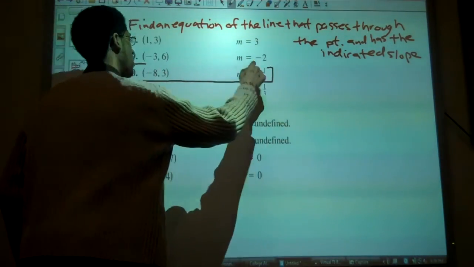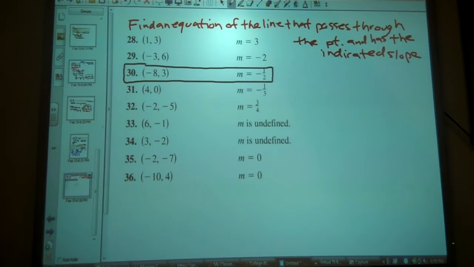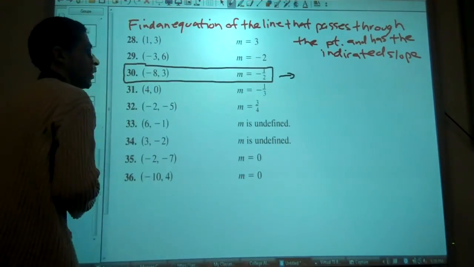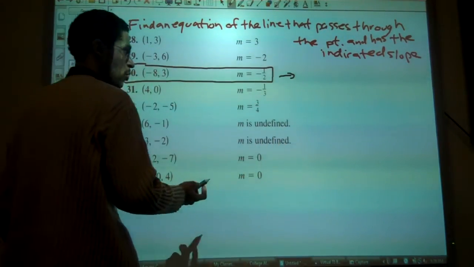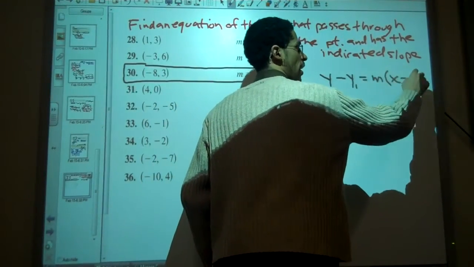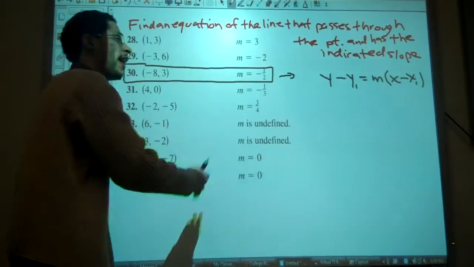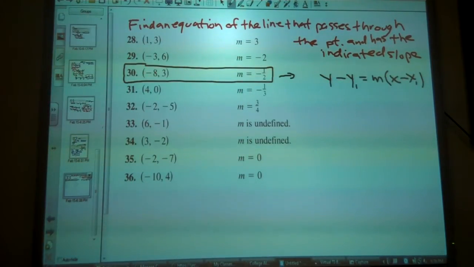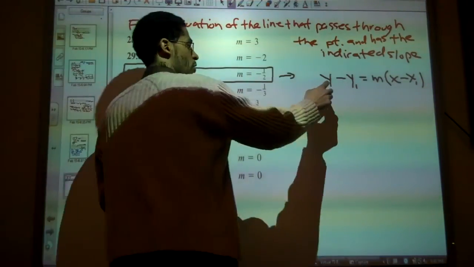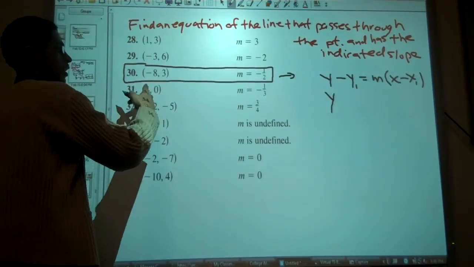My point is negative 8, 3. My slope is negative 1/2. So I'm thinking that we should use point slope. y minus y1 is m times x minus x1. Nothing wrong with that, since that's what we have. If they tell us they want a different form, then we'll just use the algebra to change it into whatever form they want. But since we're given a point and a slope, let's just use this formula.